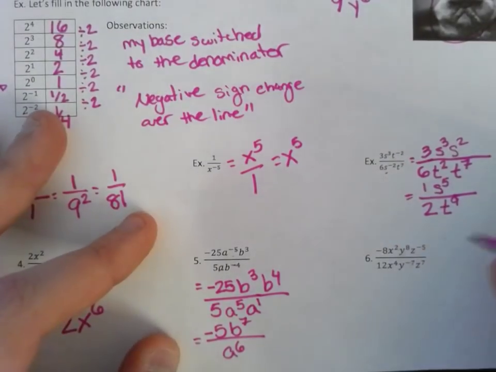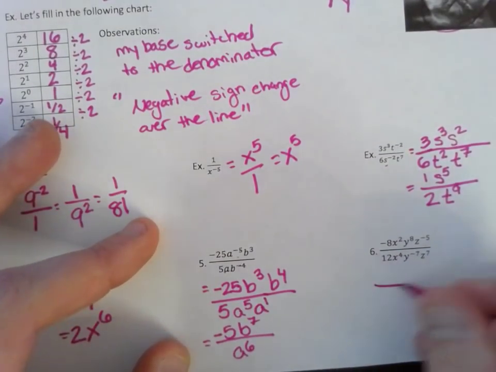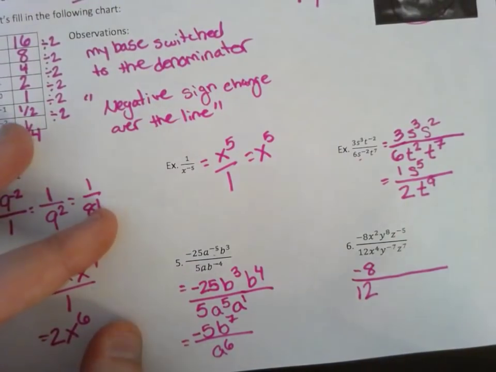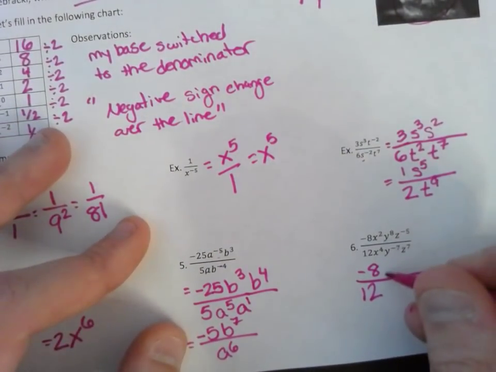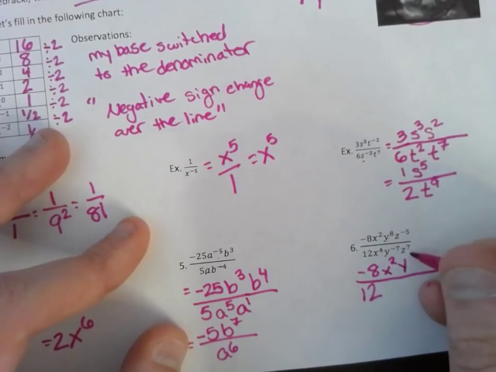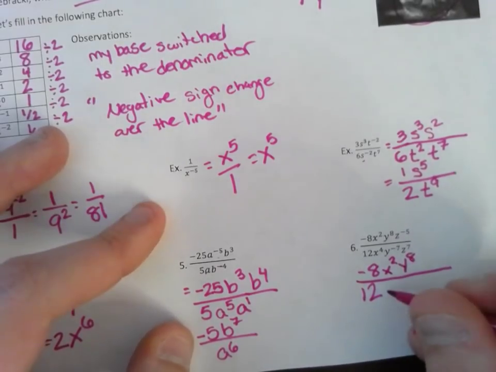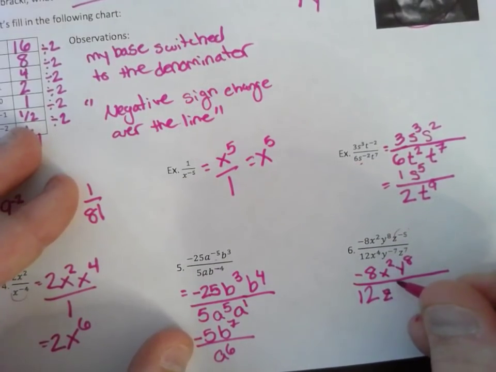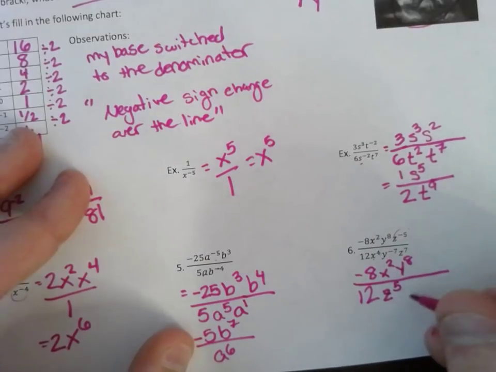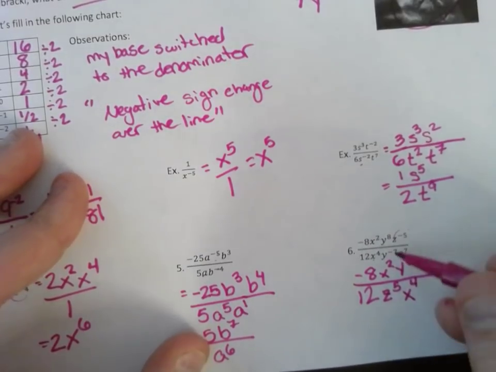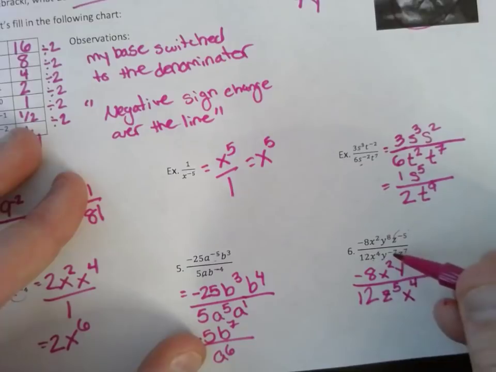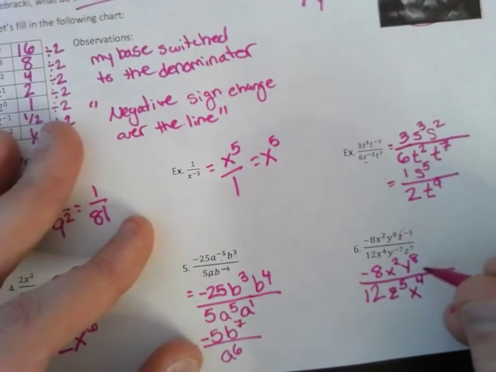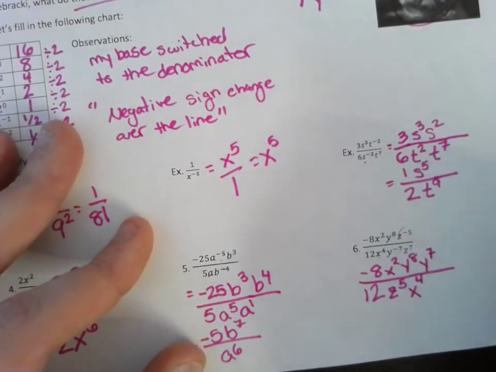Last one, if I'm looking at this, I keep the negative 8 and 12 where they are, unless they have negative exponents, which they don't. The 8 is just negative itself. X squared is positive, y to the 8th is positive, z to the negative 5th, negative sign, flip over the line. X to the 4th is positive, y to the negative 7th, negative sign, flip over the line. It rhymes. It's kind of cool, right? Yeah, sure. And then z to the 7th.